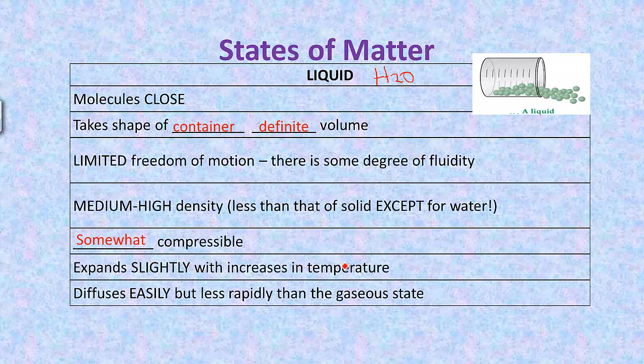Expands slightly with increase in temperature. So if we put some heat on here, it would expand, and it diffuses easily but less rapidly than a gaseous state. So if I put a drop of liquid food coloring in some water, it will eventually diffuse through.